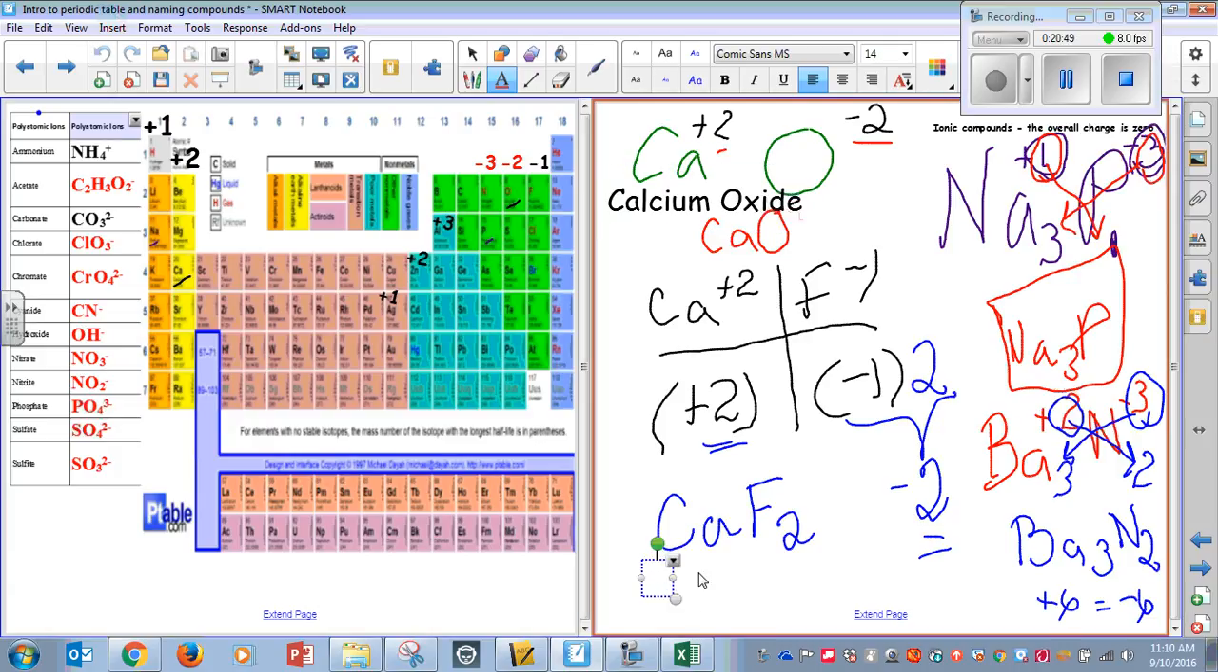This calcium and fluorine compound down here would be calcium fluoride. This compound over here with sodium and phosphorus is going to be sodium phosphide. And then down here with the barium compound, what I have would be barium nitride.